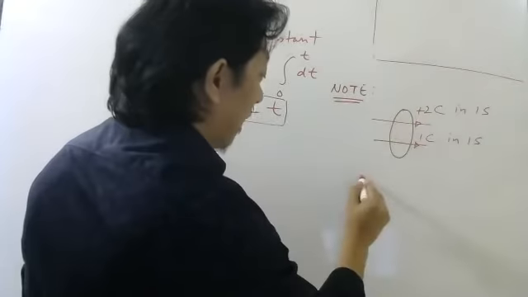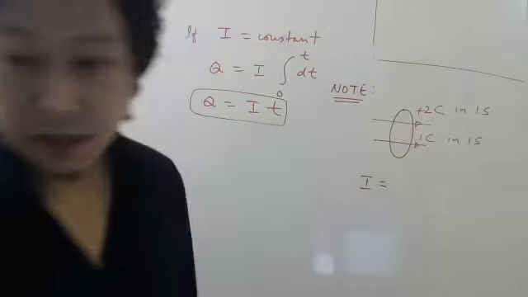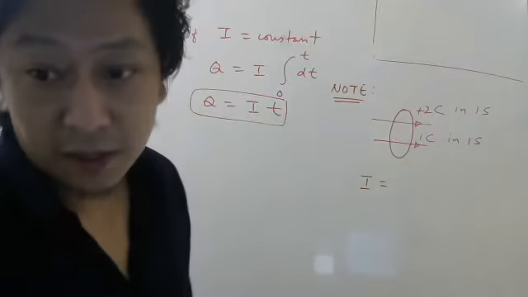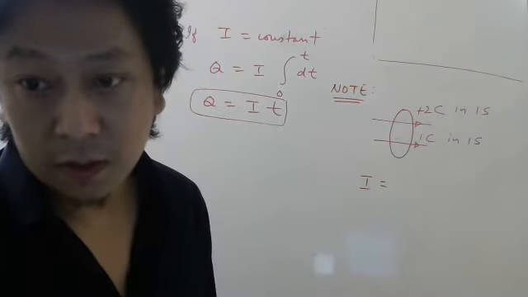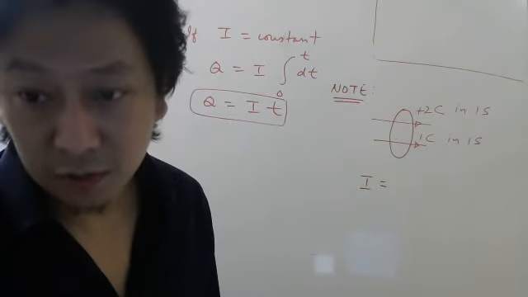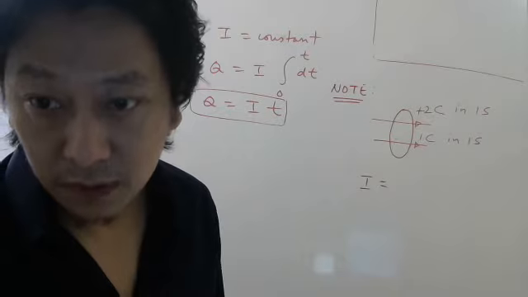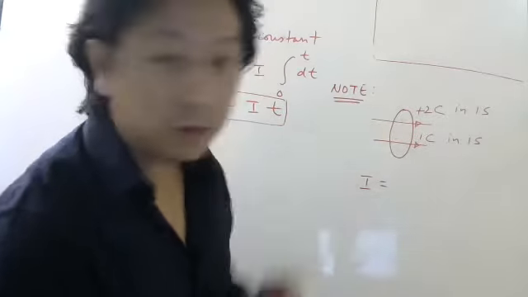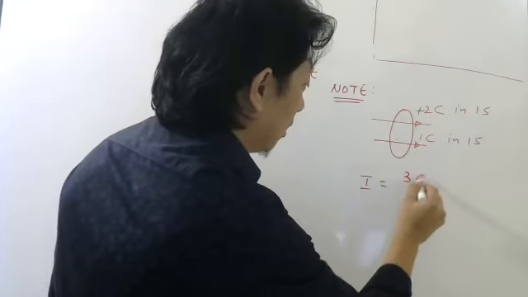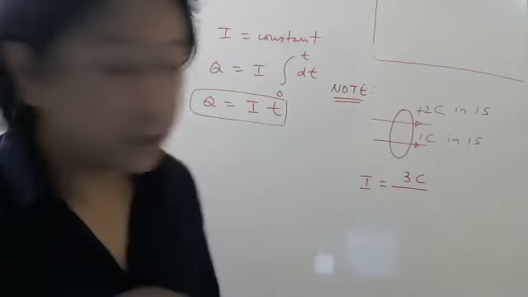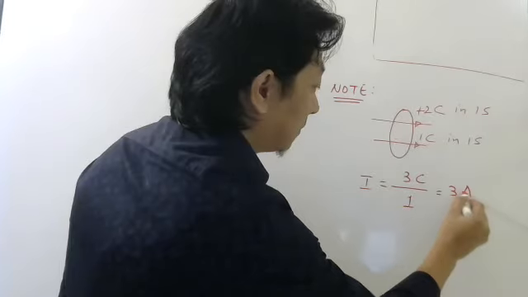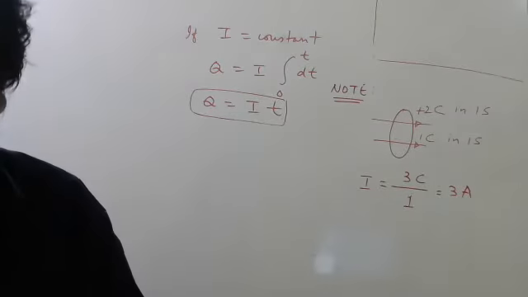Then if somebody asks you to find the average current, how will you calculate? You have to calculate the net charge. So the net charge flowing will be 2 coulomb plus 1 coulomb, so it will be 3 coulomb divided by time. What is the time? In 1 second. So the answer is 3 ampere.